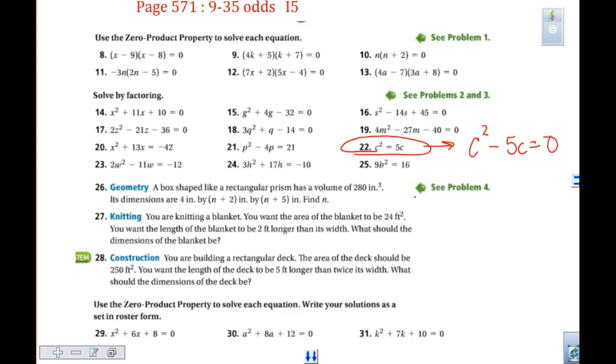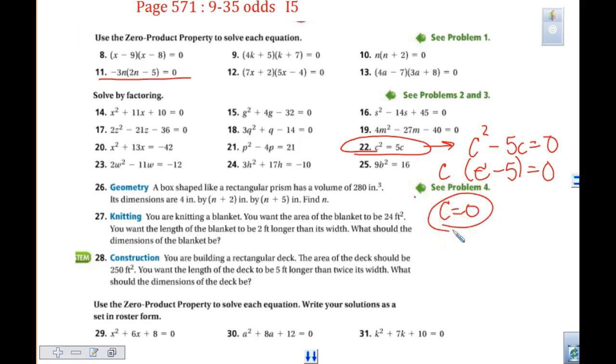Minus 5c equals 0? So if I'm factoring it, it looks a lot like number 11 when you were setting it equal. You'd have c times c minus 5 equals 0. On the quiz and on the test, I'll have people totally miss this one. They're like, how do you factor c squared minus 5c? Greatest common factor, which means c has to equal 0. That's the solution right there.